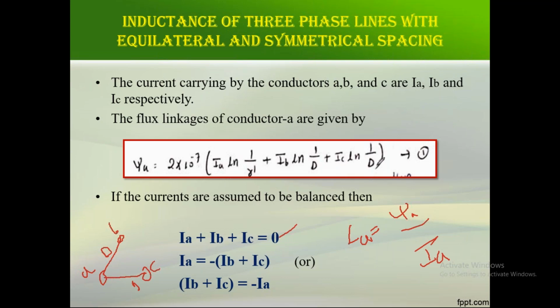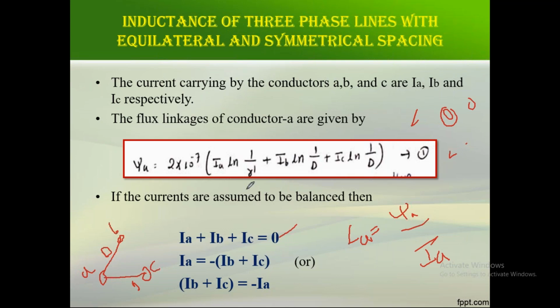So this is the equation we obtained: 2 into 10 power, and it has 3 terms: 1, 2, 3. Starting, we found the inductance of a single phase circuit. We are considering this phase and neutral. In phase we obtain the equation L is equal to 2 into 10 power minus 7 ln 1 by r, right? It's the same thing here.